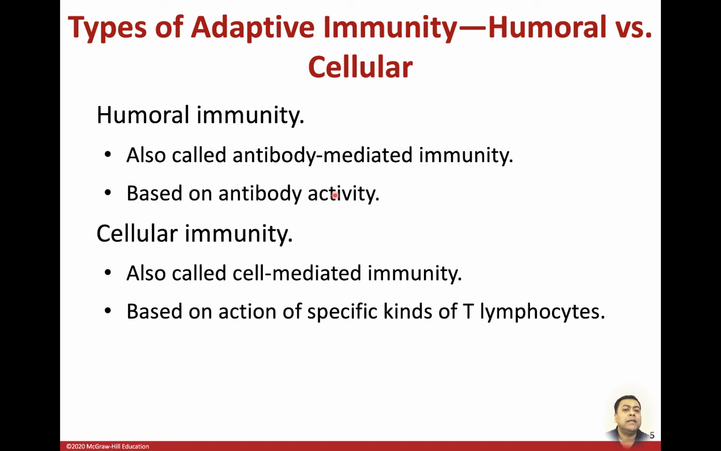The second type, other than the antibodies, which are secreted by specific cells of your adaptive immunity, is the cellular immunity. The cellular immunity is given by another cell, which is the T cell. This is also known as cell-mediated immunity, based on the action of specific types of T lymphocytes. We are going to see that there are several different varieties of T lymphocytes. Some are the helper ones, which activate the immune system. Some regulate the immune system. And then there is a special type of T cell, which we call a cytotoxic T cell. We will come back to that over and over.